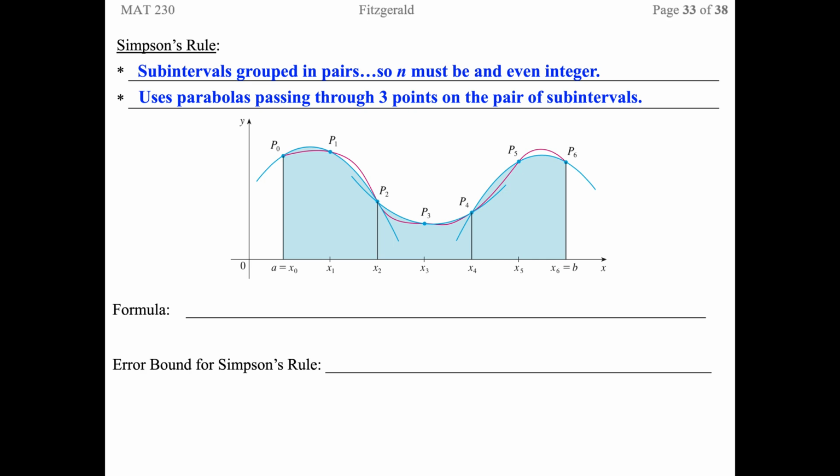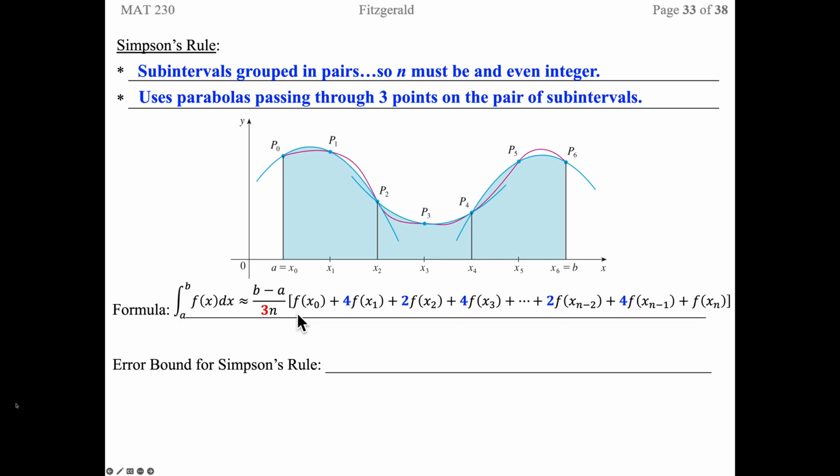All right, so the formula for this approximation is now (b minus a) divided by 3n. If you remember, I believe the midpoint was n, trapezoid was 2n, and now Simpson's Rule is 3n. And the next thing I want you to notice is that the first f of x sub 0 and the last f of x sub n, or in this case f of x sub 6, nothing's multiplying it, just like it was in the trapezoid rule.